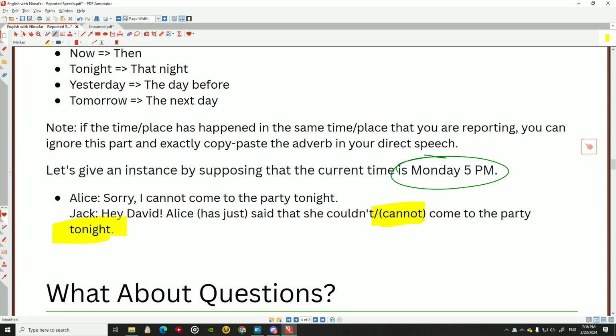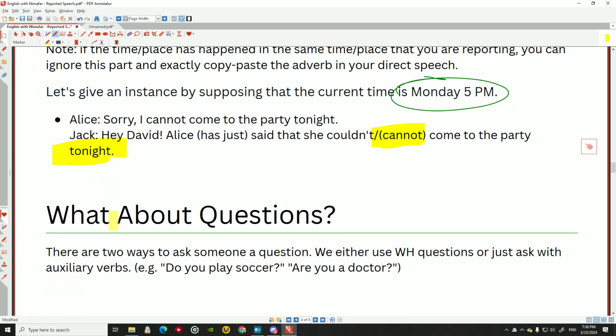If the time and the place are the same, either the same time or the same place, you can just use it, because you're in the same place at the same time. That's the point. You can just say, she said that she cannot come to the party tonight. Okay, this is very important.